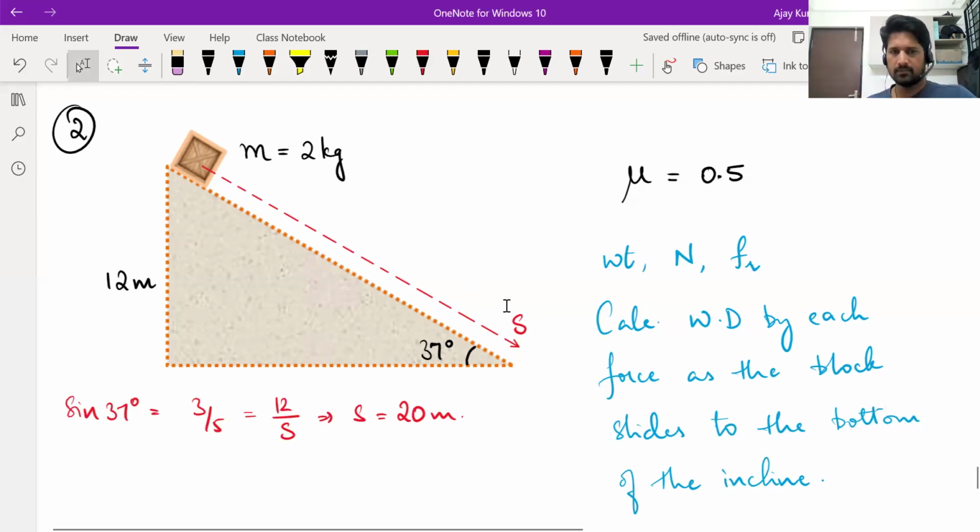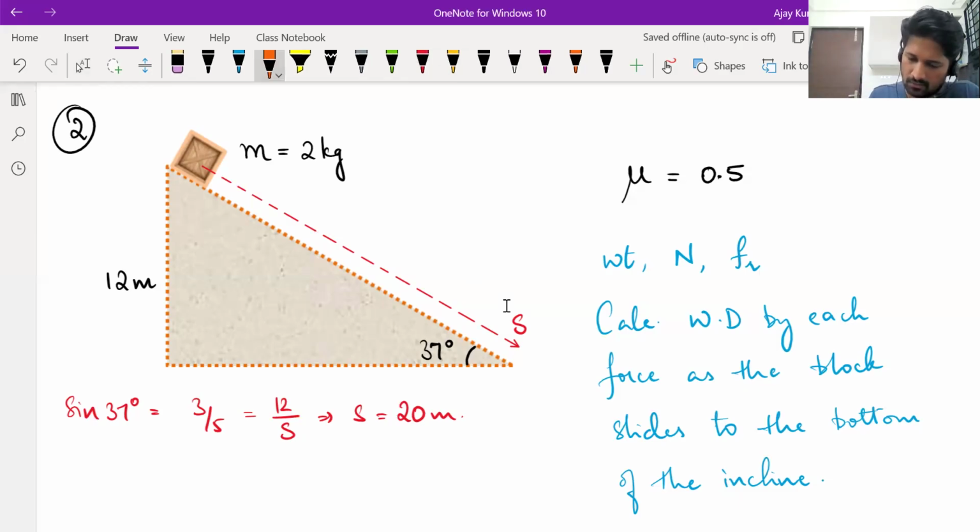Now there are a few forces acting on it: weight, normal force, and friction. Its weight, you know, is 20 Newton. Weight acts this way. If you want, you can resolve weight into components. Otherwise, you can leave it as it is. We'll do it both ways.